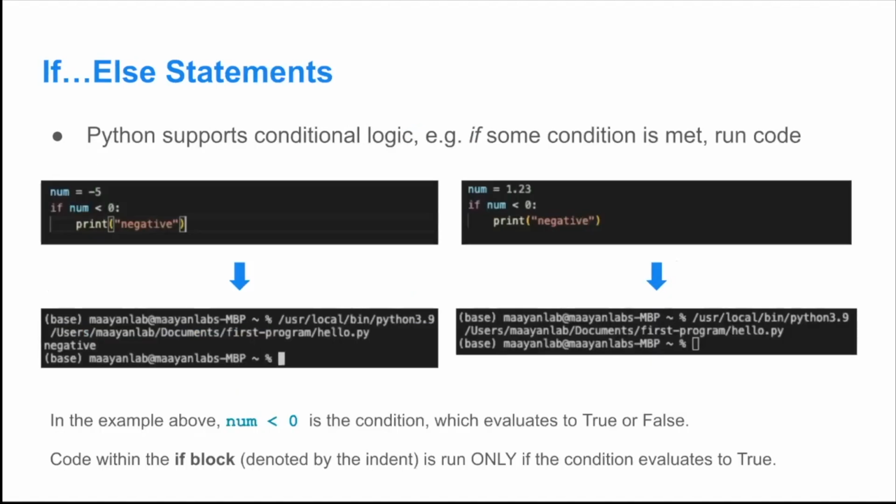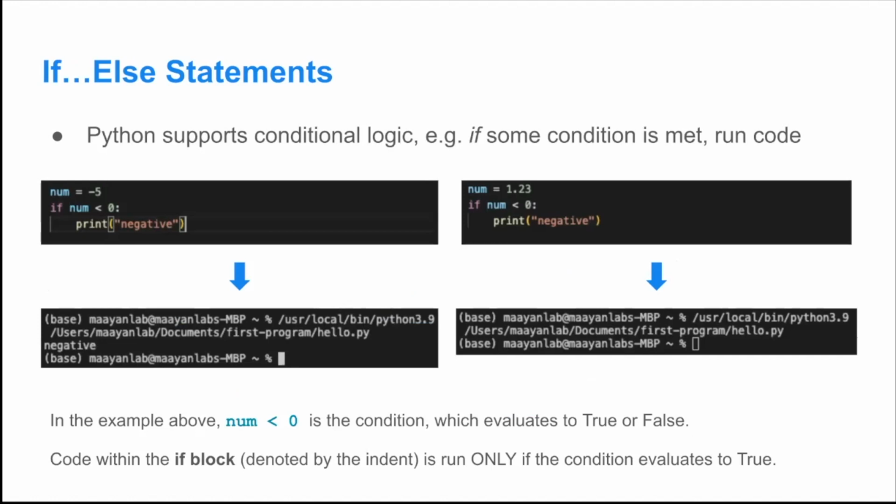Python also supports conditional logic. So in English, this would be: if some condition is met, then we run the code. Let's say that we want to see if a given number is negative. On the left, we can set num equal to -5, and then we can check this condition. If num is less than 0, then we print the word negative.